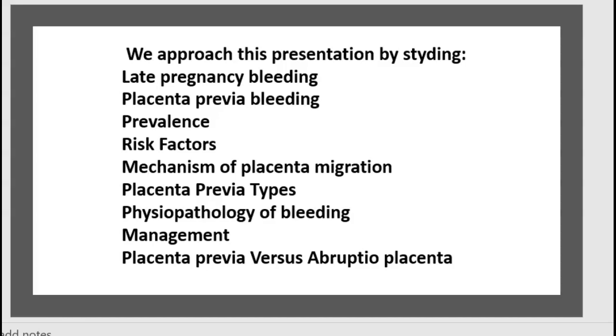Late pregnancy bleeding, the bleeding of Placenta Previa, prevalence, risk factors, mechanism of placenta migration, Placenta Previa types, physiopathology of bleeding, management, and then Placenta Previa versus Abruptio Placenta.